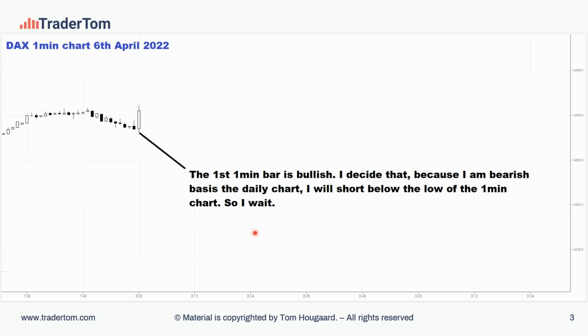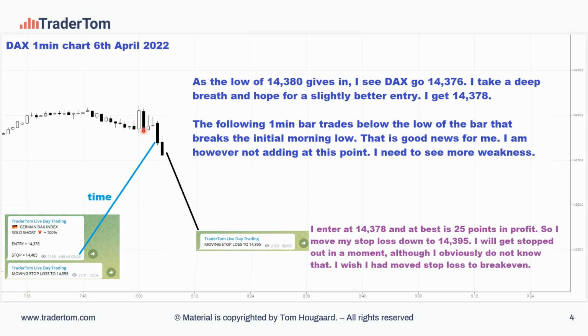So the first 1 minute bar is bullish, and I decided that because I'm fundamentally bearish today, which turned out to be an absolutely correct call, and that was on the basis of the daily chart, I would short below the low of this particular bar there. So I wait. The next bar is negative, but I don't actually get a move below, so I decide not to trade until I actually see the market trade below.